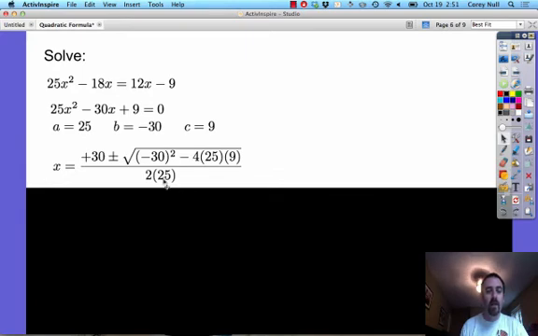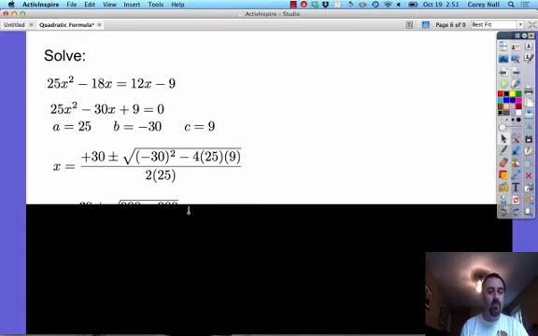If I plug in, this is what I get. Negative b, so the negative of negative 30 is positive 30. I wrote that plus there intentionally. Plus or minus, and again, I just plugged in. b squared, negative 30 all squared, I'm using my parentheses appropriately, minus 4 times a, using parentheses, times c, using parentheses, all over 2 times 25.